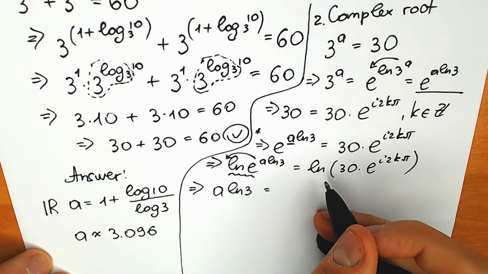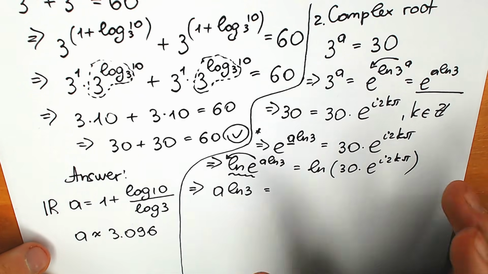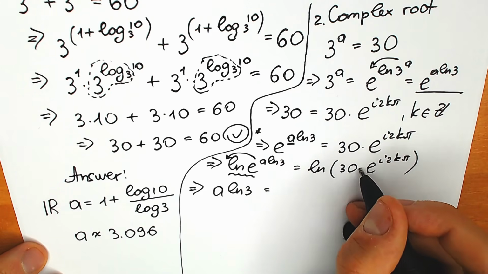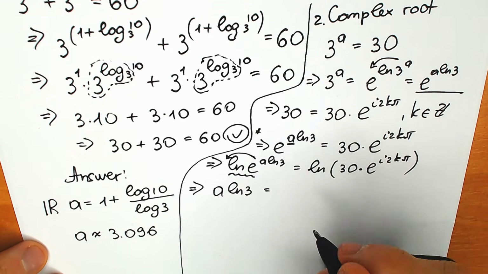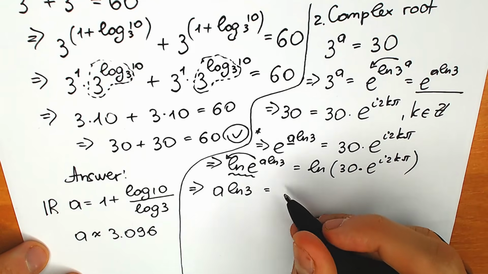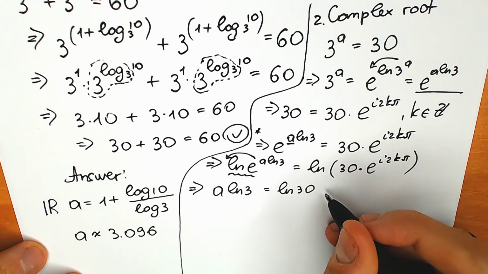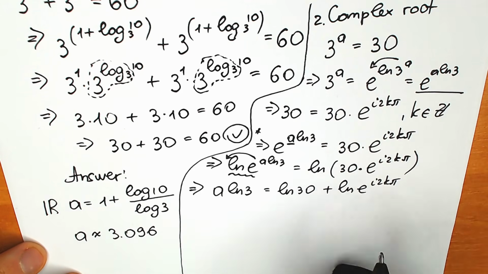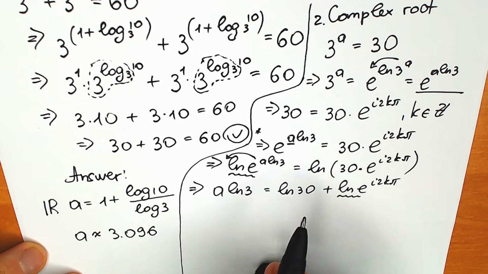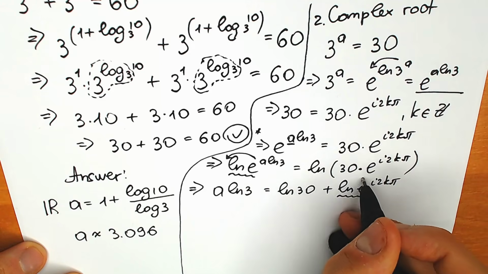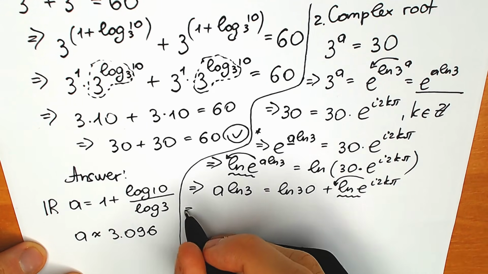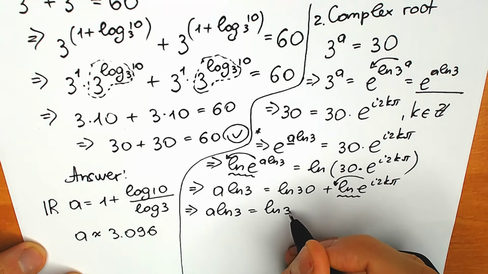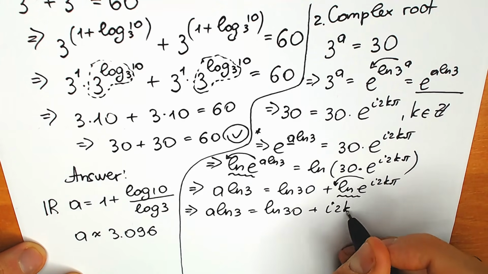equal to, right here, we can easily split it in terms of the same property, because we have a natural log of a product. So we can write it as a sum of two logs, natural log of 30 plus natural log of e to the power i to k pi. Because natural log e equals 1, this power i to k pi we can write right here at this place. So we have a natural log 3 equal to natural log 30 plus i to k pi.